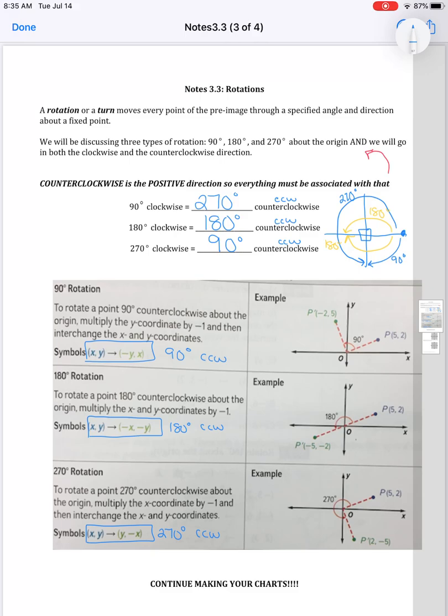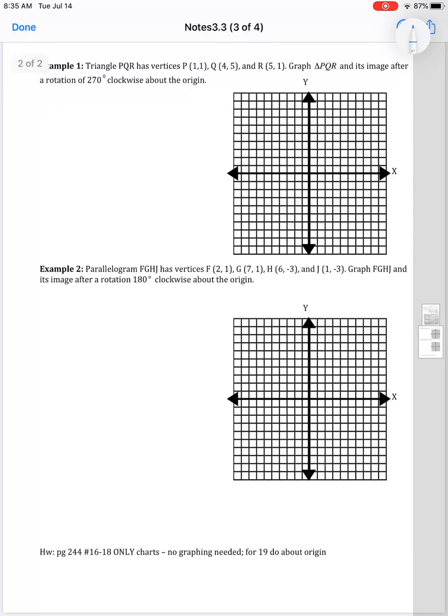Okay, so for 90, if you look from one to the other, they flip places and the first number changes sign. For 180, they stay in the same spot, but they both change signs. And for 270, they still flip-flop, but now the second value is what changes signs. So again, as you work your way through this chapter, I would absolutely make yourself a study guide, because I do think it's definitely helpful to you. It helps you have everything on one piece of paper to look over so that you're ready for any assessment that comes your way.